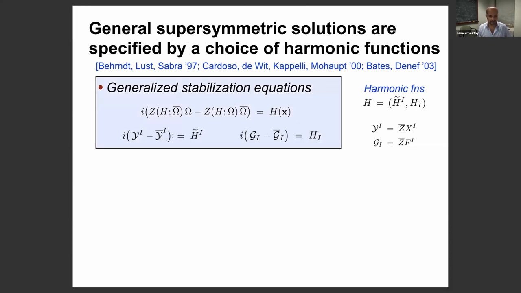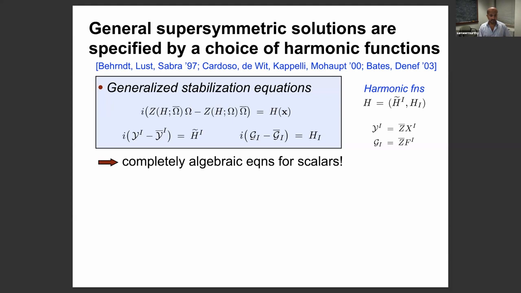It's just that the imaginary part of y is h tilde, the imaginary part of g is h. Remember that h and h tilde are space-time dependent functions, and these equations are completely nonlinear because they involve the scalars and the central charge, which is a function of the scalars and of the harmonic function, okay? But nevertheless, it's a standalone set of equations, a very beautiful set of equations. And the main point is that they're completely algebraic. Okay?